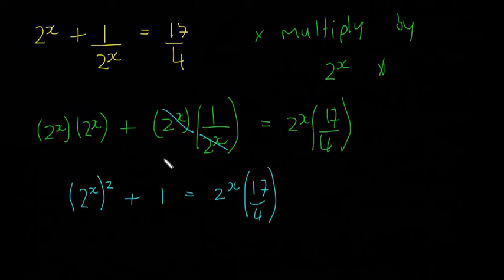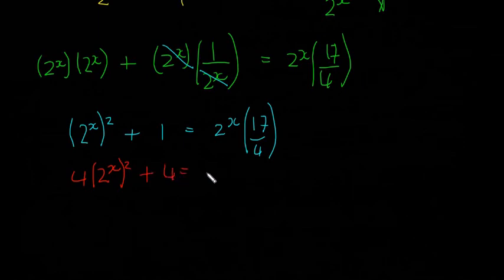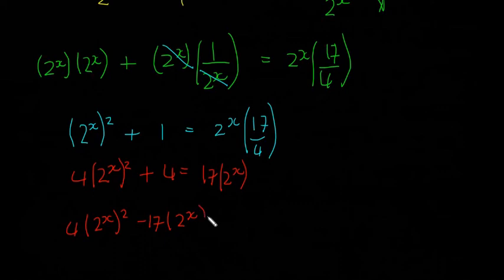So we're going to have 4 by 2 to the power of x squared plus 4 is equal to 17 by 2 to the power of x. I'm just writing the 17 outside the bracket now. Does that make sense so far? We multiplied everything by 4, and we get 4 by 2 to the power of x squared plus 4 is equal to 17 by 2 to the power of x. So the 4 will cancel here and here. One more step: 4 times 2 to the power of x squared minus 17 by 2 to the power of x plus 4 is equal to 0.